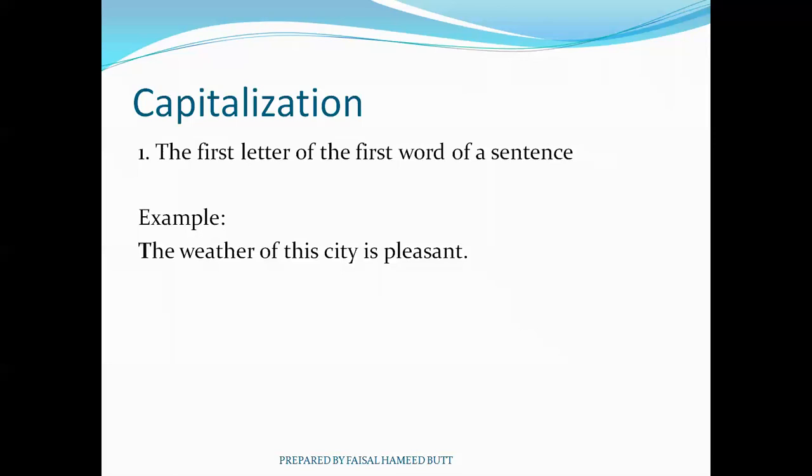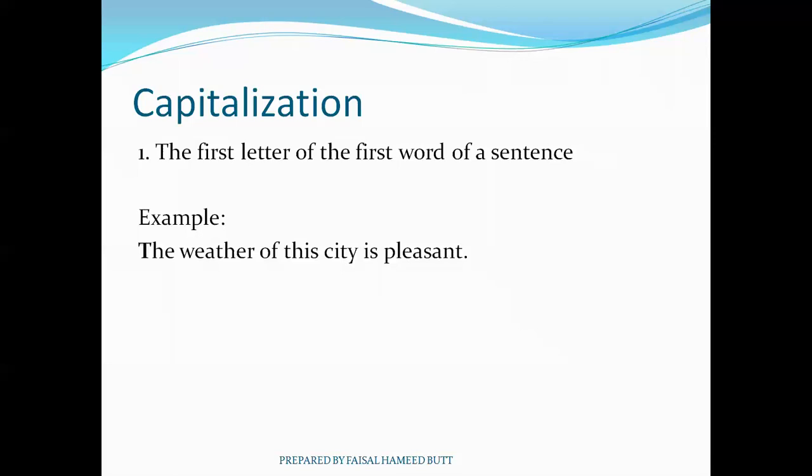So, first point, always remember, we are starting from the scratch. Whenever you start learning writing, remember that whenever you write a sentence, first letter of the first word will always be written with capital letter. Here, the weather of this city is pleasant. If you see this, the is the first word in this example, first word of the sentence. And T is the first letter of this word. So T will be written with capital letter.